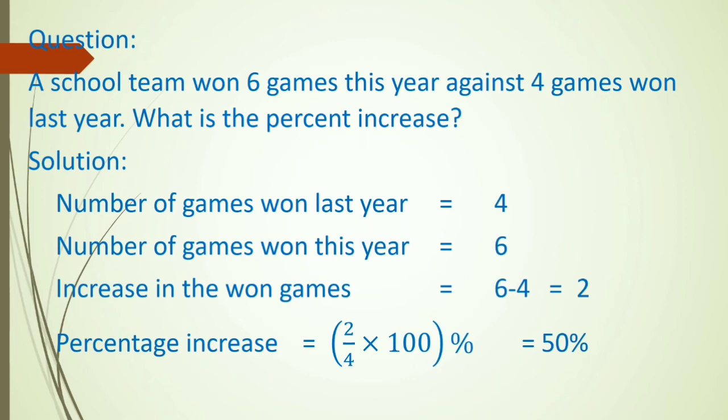So we know that percentage increase equals increase in value divided by original value into 100. That is equal to 2 by 4 into 100, that is equal to 50%. So the percentage increase in the number of games won is 50%.